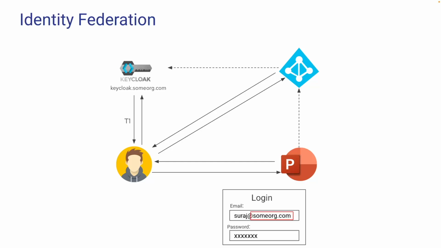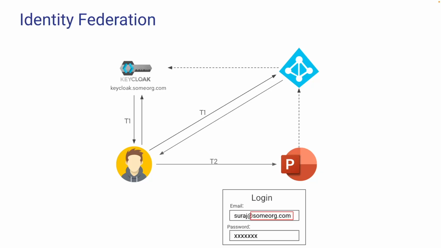The user presents this token to Entra ID, which internally validates it against Keycloak. Once verified, Entra ID issues a new token, say T2, which the user then submits to PowerPoint. Because PowerPoint trusts Entra ID, it verifies the token and grants access to the user. This entire process ensures seamless authentication across multiple identity providers while maintaining security and trust between different systems. I hope this was clear.